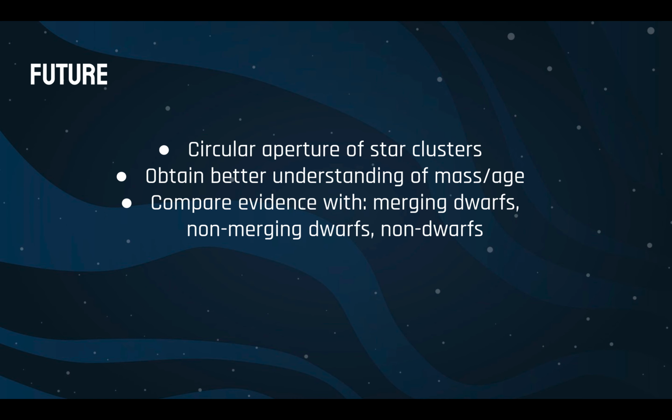So here we are with an image of a galaxy and the identified stars in the galaxy. The next step would be to create a circular aperture image of these star clusters, as said in the previous slide. And we would crop our images so that we can get clusters that are within a reasonable range of each dwarf galaxy. This helps us get a better idea on the age and the mass of the dwarf galaxies. Further data obtained will be compared to other merging dwarf galaxies, non-merging dwarf galaxies, or just regular galaxies by themselves. And with this information, we'll be able to find out a little bit more about the early stages of our own universe.